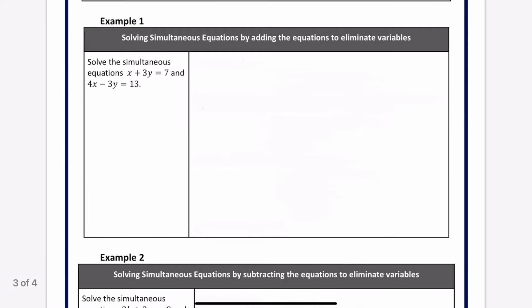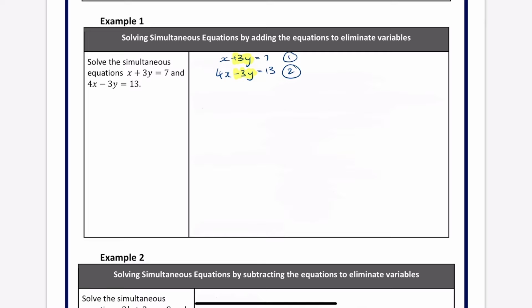Here we have solved the simultaneous equations of x plus 3y equals 7. I'm going to call this 1. And 4x minus 3y equals 13. And I'm going to call this 2. In this case, we have to look at what variable has the same coefficient or its opposite coefficient. What we find is that plus 3y is very similar to minus 3y. The only difference is that sign out the front.